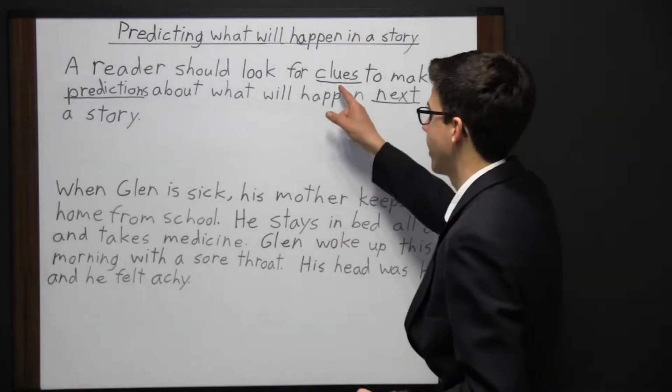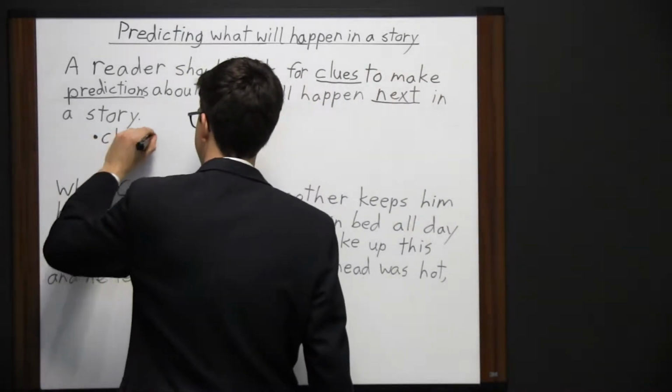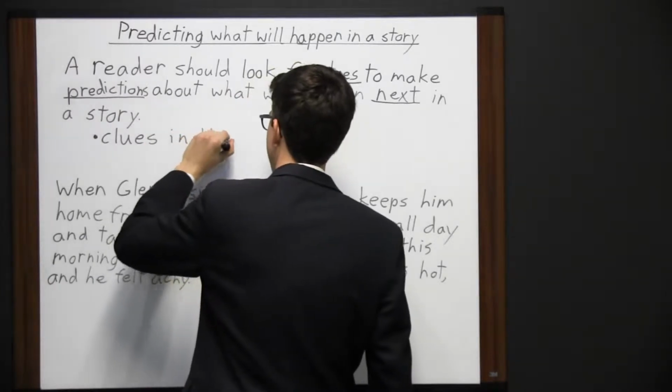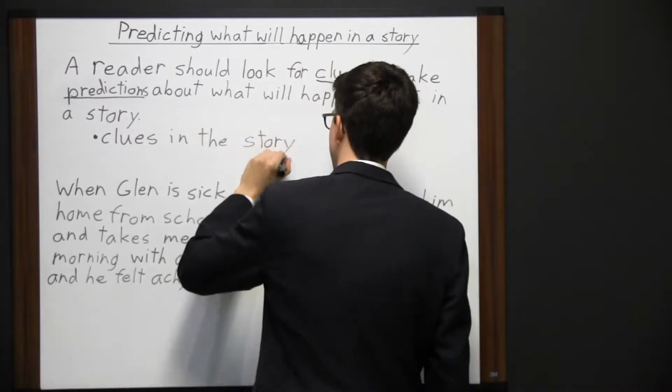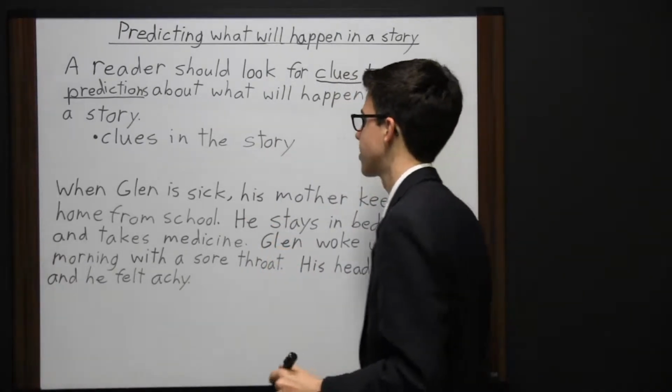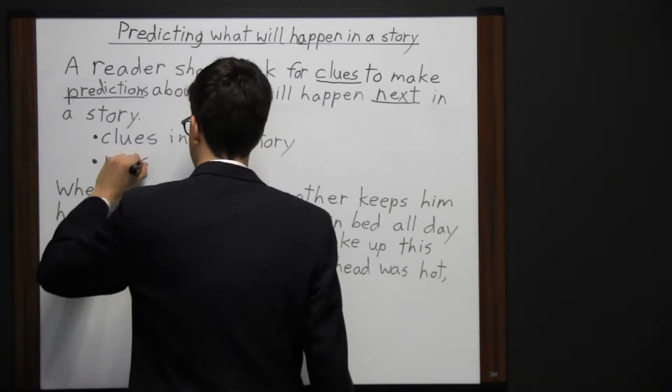And so the first way we already identified, and that's through clues in the story. Many times the author includes clues in the story to help the reader figure out what's going to happen next. And the second way to make predictions is through personal experience.